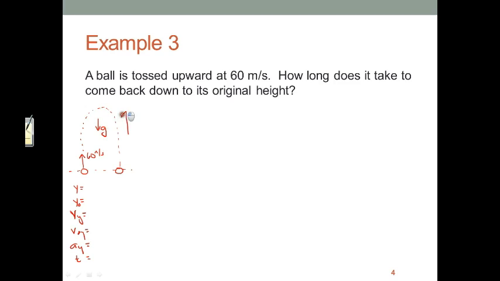Acceleration due to gravity, and let's again let up be positive. In this case, our starting and stopping height are the same, so why not let them be 0? Make our lives easy. Our final velocity, right before it hits the ground, we don't know. We're not given. However, we are given the initial velocity is 60 meters per second. We know the acceleration is negative 10 meters per second squared. And we don't know t.